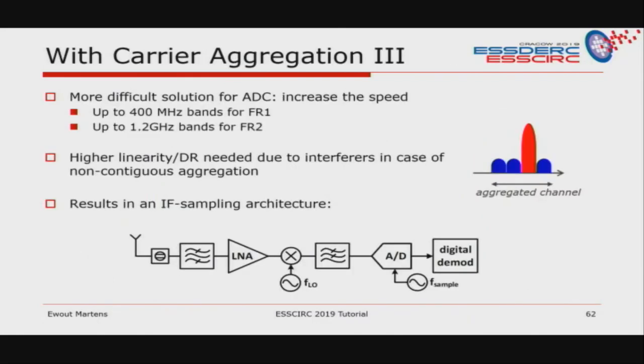And the final solution is just to increase the speed of the ADC. But increasing the speed of the ADC is not the only thing. You also need to increase the dynamic range. So on the one hand you have the dynamic range, on the other hand you have the ENOB. You can probably get away with a relatively low ENOB, but you still need a high dynamic range. And then you end up with an IF sampling architecture.